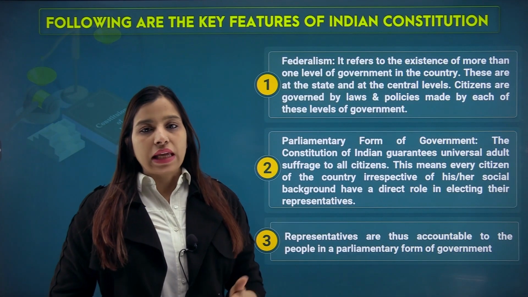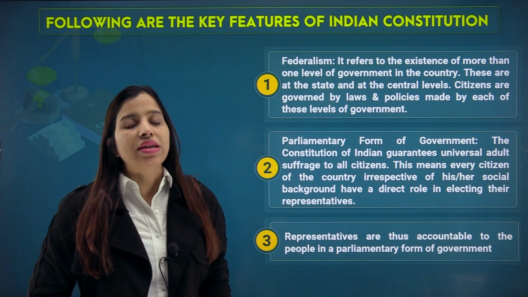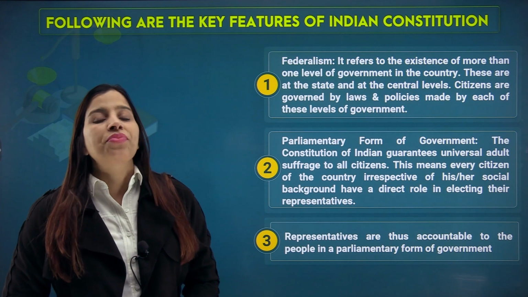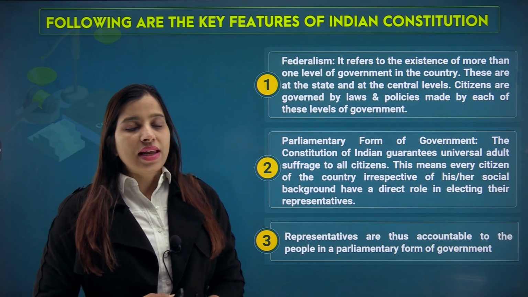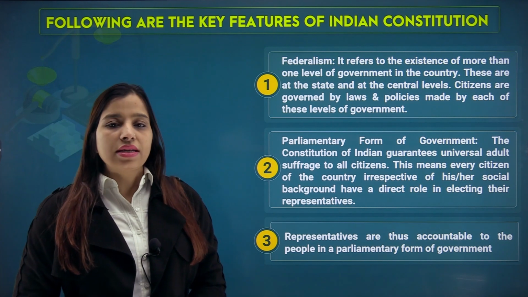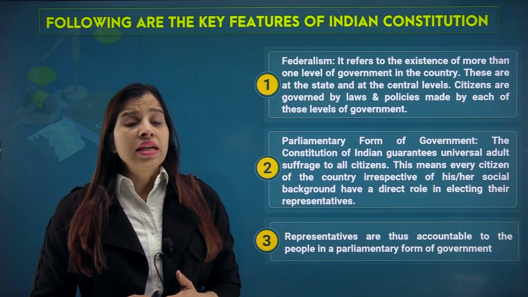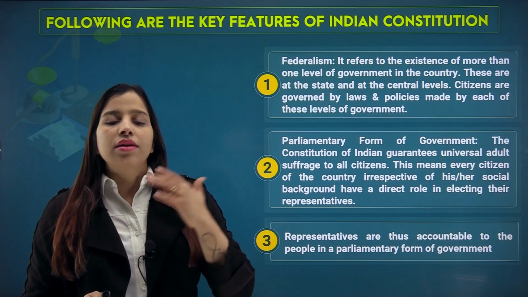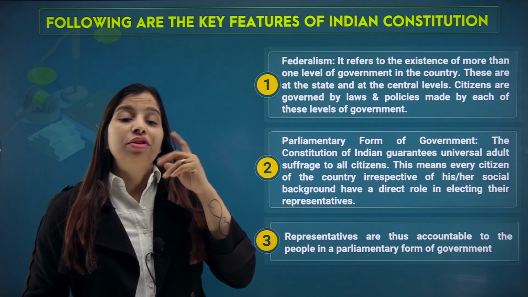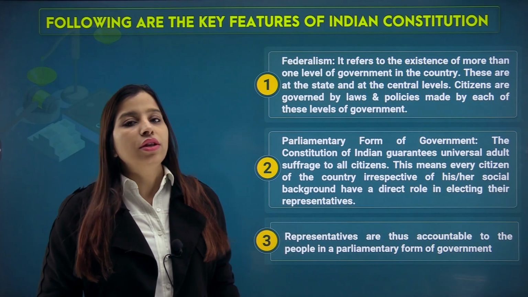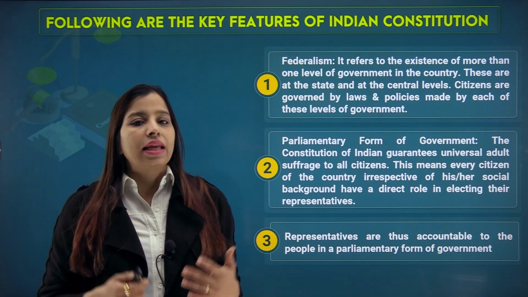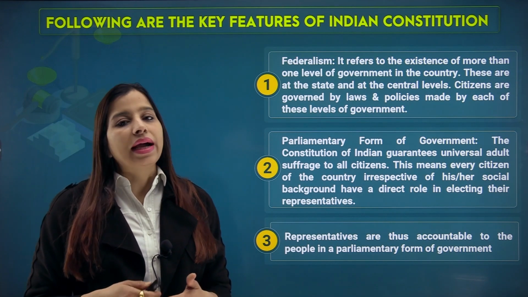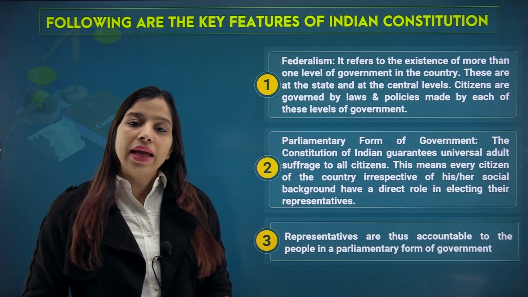Now we are going to discuss the key features of the Indian Constitution. The first is federalism. Federalism states that there can be more than one government in a country at different levels. If I discuss the levels, there is a central government, then there is a state government, and there is a local government. Citizens who live in that particular area are governed by the policies made by the government at those particular levels. So suppose I stay in Pune, whatever rules and regulations are decided by the government of Pune, I will have to abide by them.